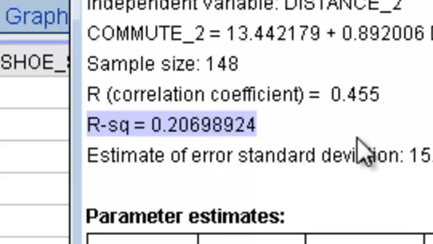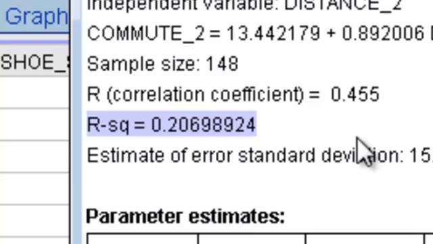R square is always a number between 0 and 1, and it's interpreted as the proportion or percentage of the total variation in the y variable that's explained by the regression model. Again, that's the proportion or percentage of the total variation in the y variable that's explained by the regression model. So we'd interpret this R square of 0.207 by saying that 20.7% of the variation in commute time, that's the y variable, is explained by the regression on distance traveled.